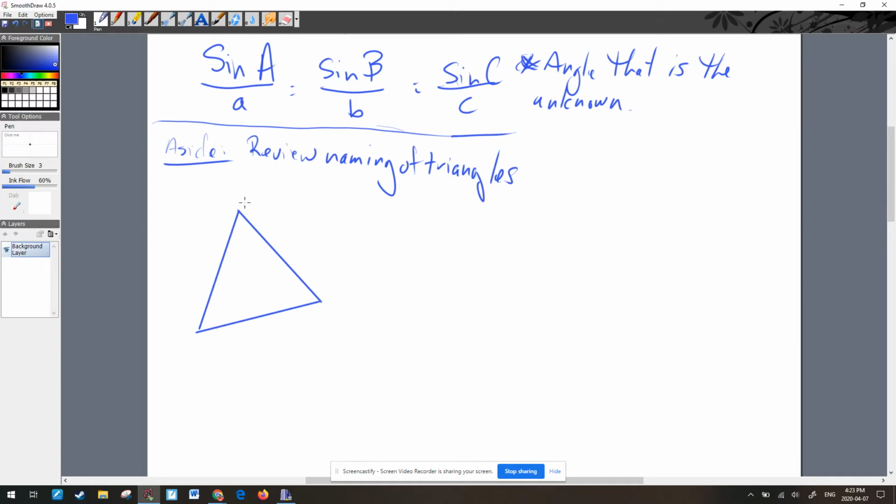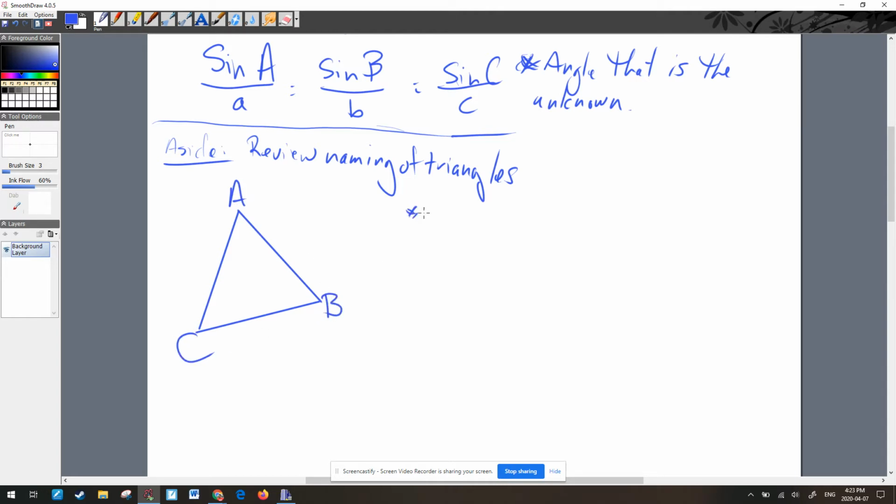The points on the triangle, hopefully you remember what those are called. Think about it. Starts with a V. They're called vertices: this is a vertex, this is a vertex, this is a vertex. Collectively, these are vertices. Our vertices have to be labeled with uppercase letters. So I'm going to call this A, this B, this C.